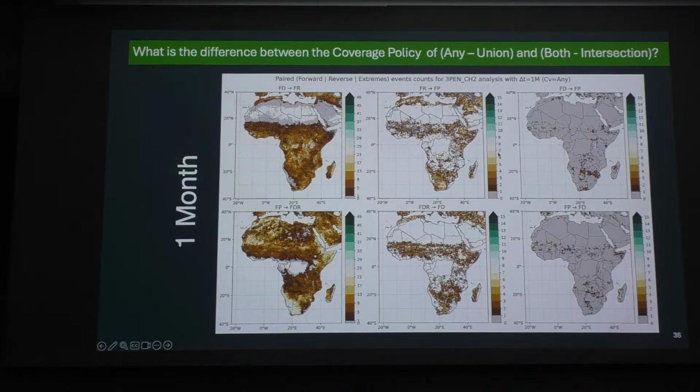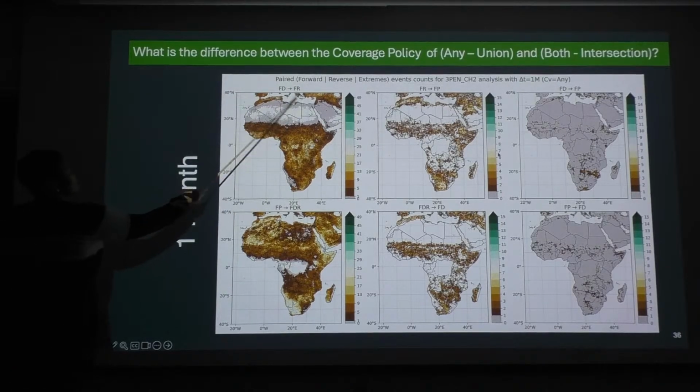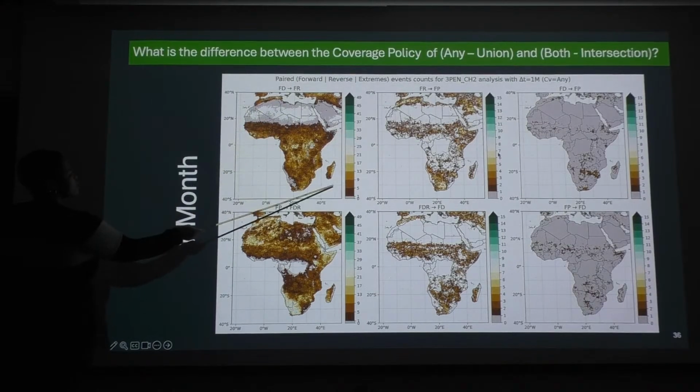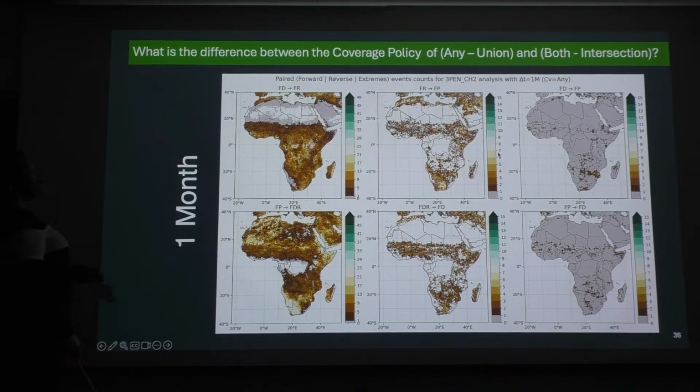Starting with 1 month, here I'm just showing the difference between using the union, where either one of the events happens, or not all events happen. Looking at the first one, flash drought toward flash recovery, over the Sahara region we see that there is an event count from 0 to 1. And for the extreme part, where these events are not usual to happen because they are extreme events, we see the whole African domain covered, with counts of 0 to 1.